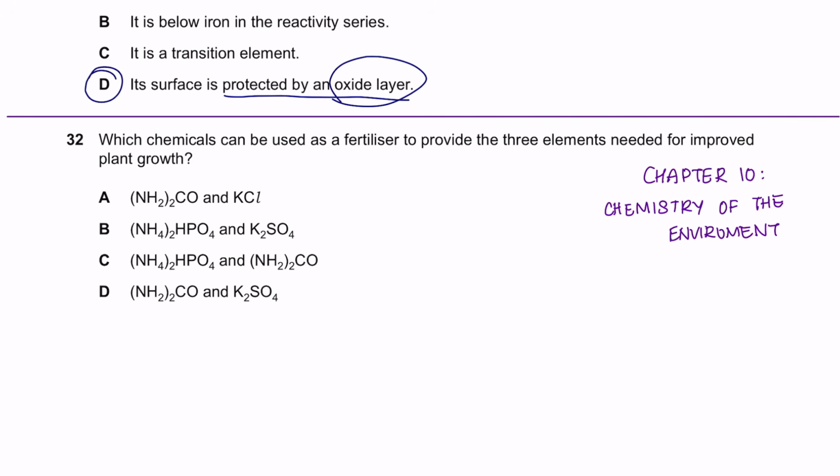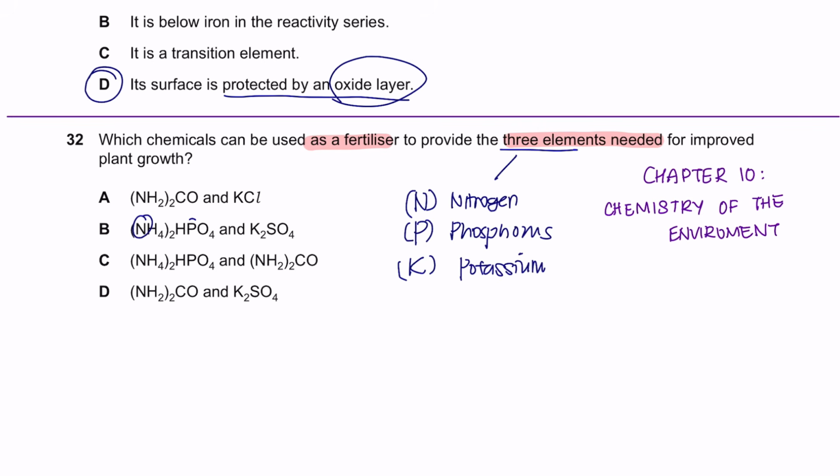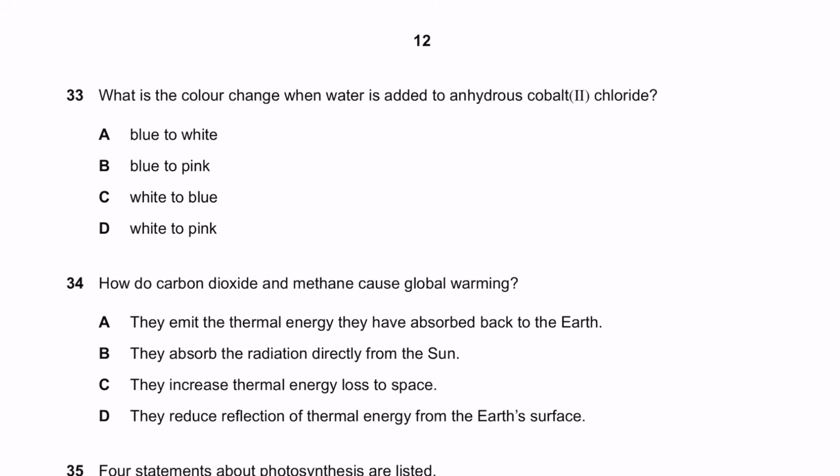Next, question 32 onwards is from chapter 10. Which chemicals can be used as a fertilizer to provide the 3 elements needed for improved plant growth? The 3 elements needed are nitrogen, phosphorus, and potassium. So nitrogen, phosphorus, and calcium are all present. The answer is B. Next, question 33.